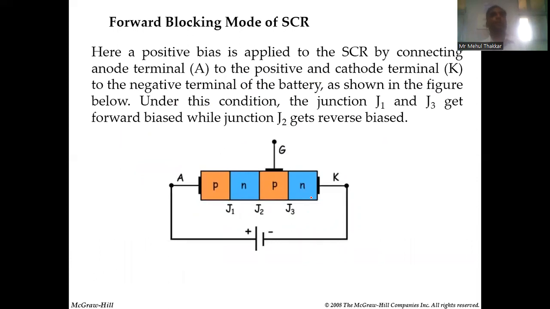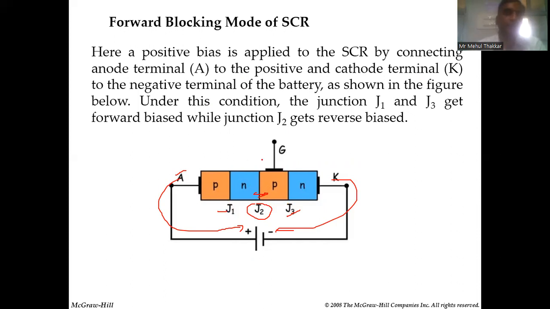Now coming to the forward blocking mode. Once we connect the P type, this anode, to the positive terminal and this cathode to the negative terminal of the battery, what will happen to the junctions? Junction J1 will be forward biased, junction J3 will be forward biased, but junction J2 will be reverse biased. Now in between, there is one junction which is not allowing the current to flow because it is in reverse bias. So one way is you apply such a high voltage that this junction comes into the breakdown region, so that the current will flow through this J2 and we will have the overall current flowing through J1, J2 and J3.